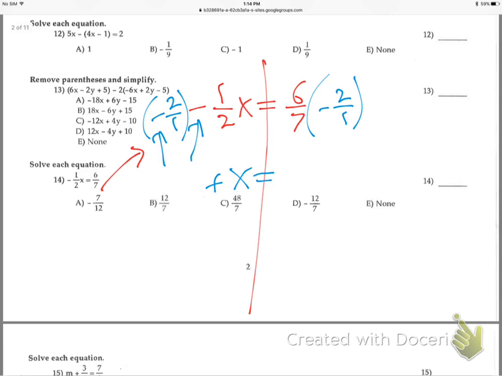Positive x, regular, normal x. So do that, okay, and then what happens? Well, you get a bunch of canceling. The 2's cancel, the 1's cancel, and we just get x, huh? That's perfect. That gets x alone in one step.